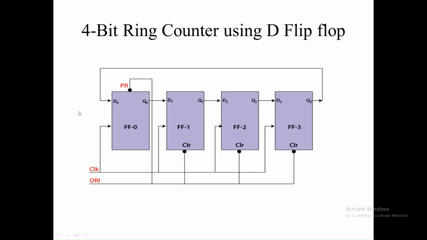This is the general block diagram of a 4-bit ring counter using D flip-flops. As it is 4-bit, it requires 4 flip-flops. All flip-flops are connected back to back in a ring structure. For example, the output of the first flip-flop is the input to the second. The output of the second is the input to the third flip-flop. The output of the third flip-flop is the input to the fourth flip-flop. And the last output Q3 is connected to the input of the first flip-flop. So this is a ring structure, and that's why it is called a 4-bit ring counter.